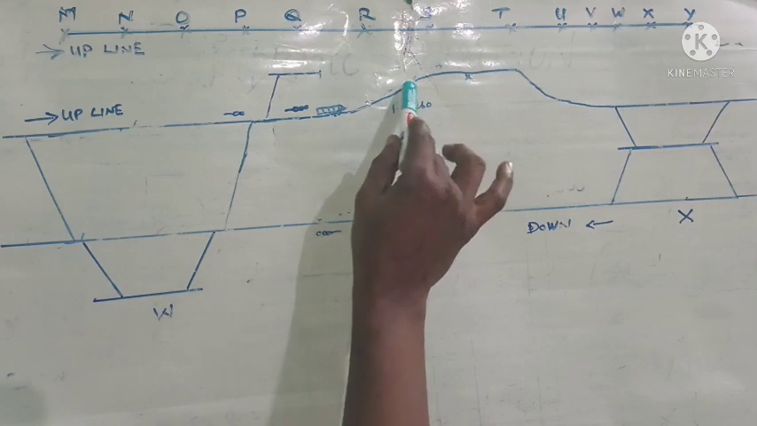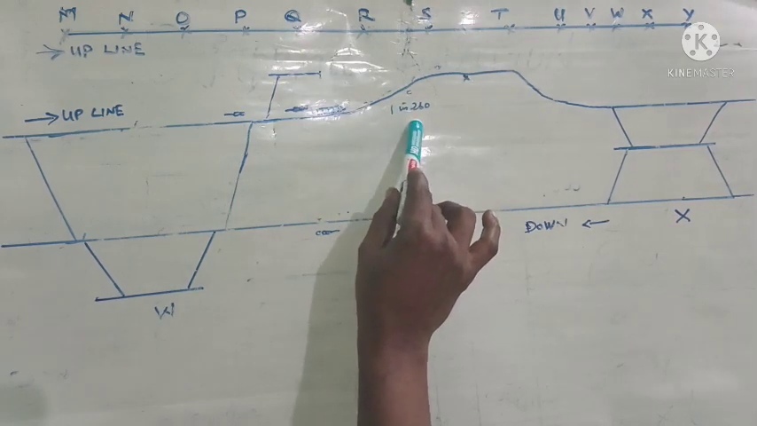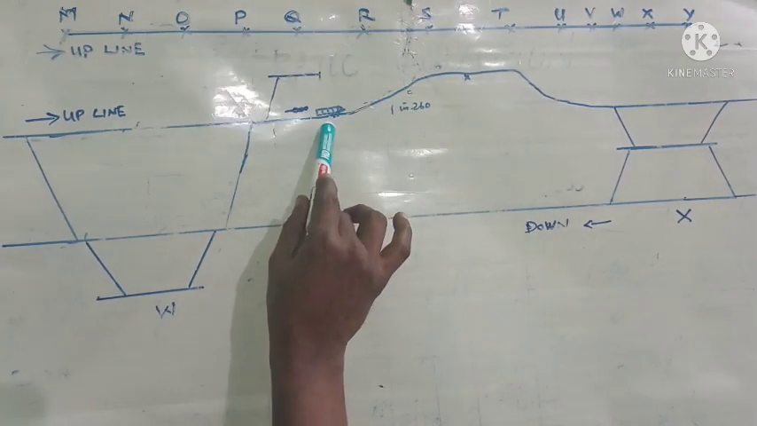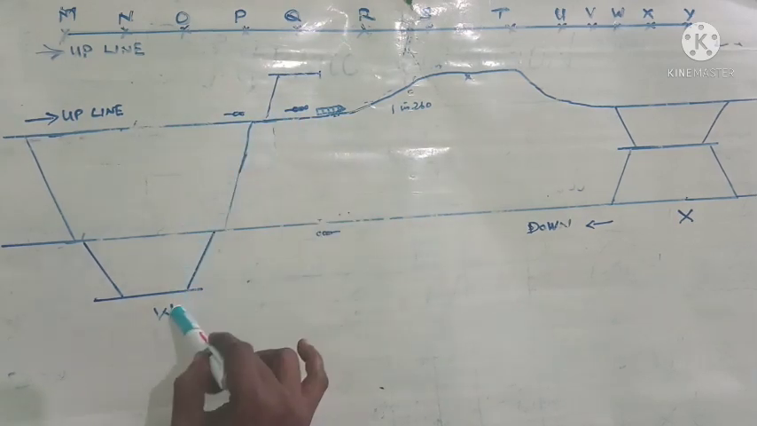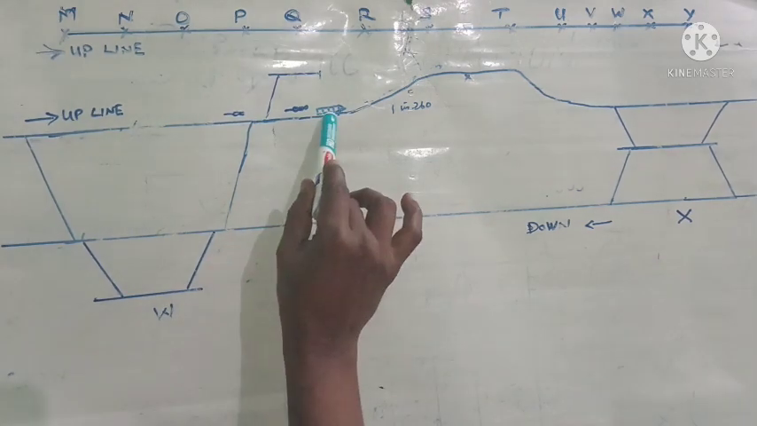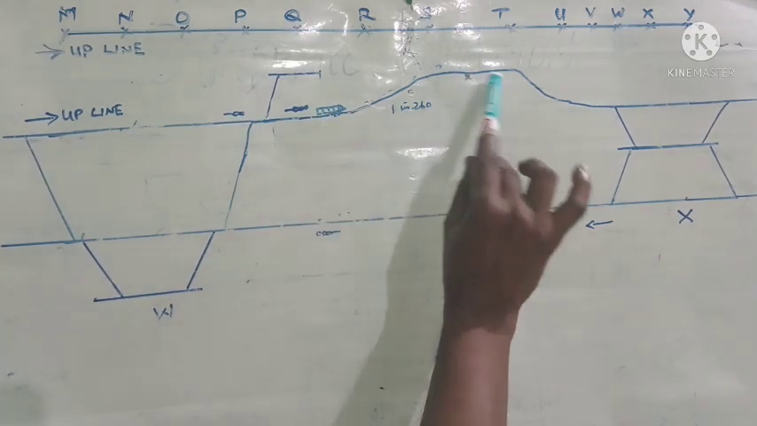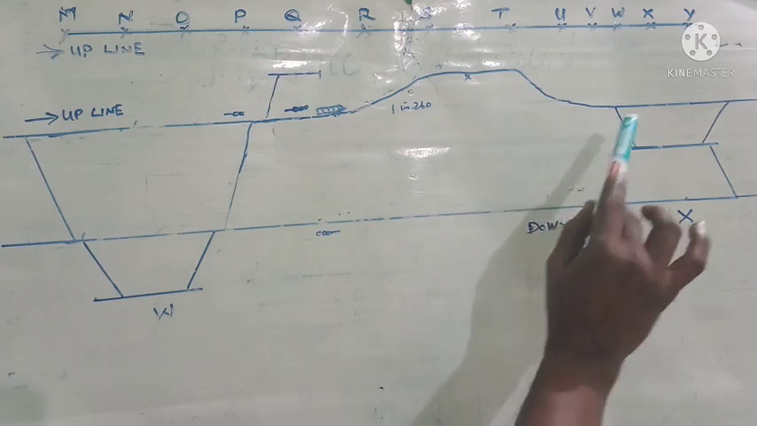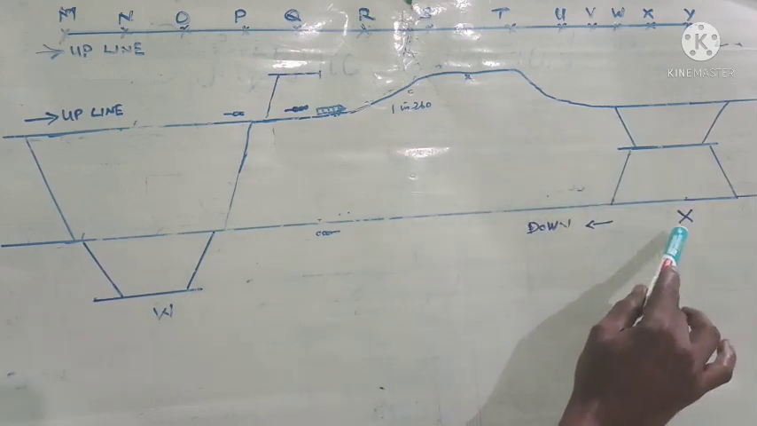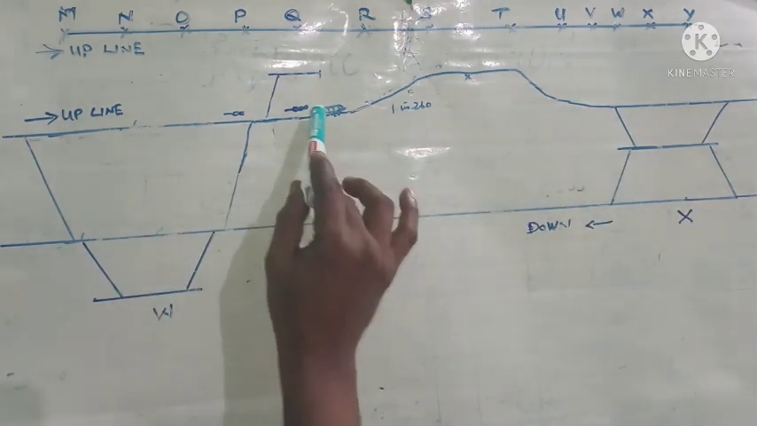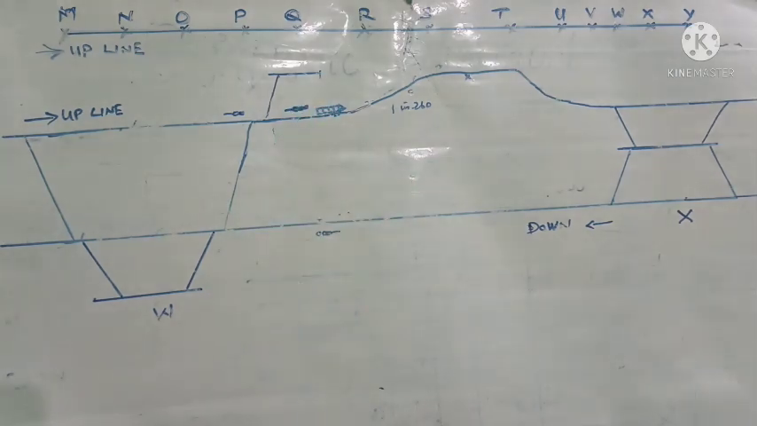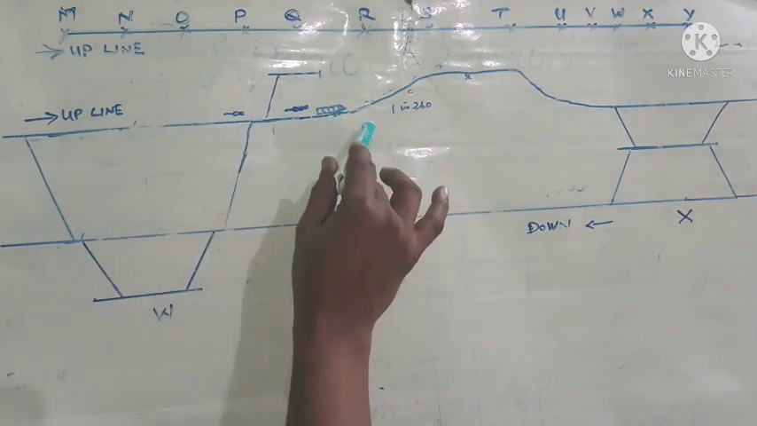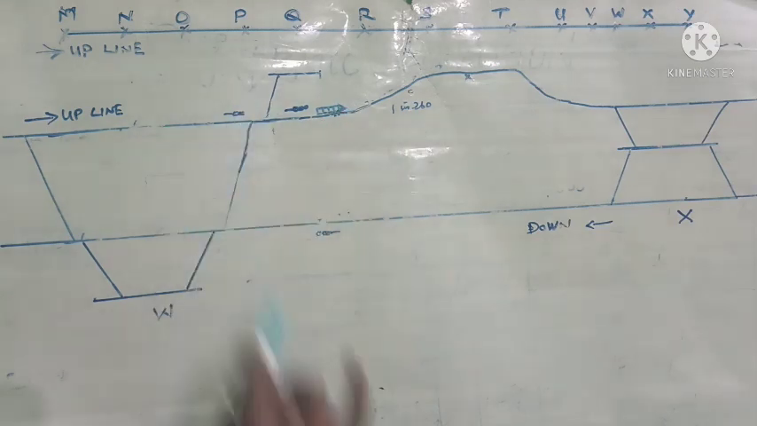Now our train, which started at 1 in 260 gradient, is now backed to a plain area, and it is waiting here for an engine to come from station W to give it support to overcome this 1 in 260 gradient and to proceed to station X. By the time, this train now stopped in the midsection is to be protected. How will this train be protected? See, first let us see what the crew will do.